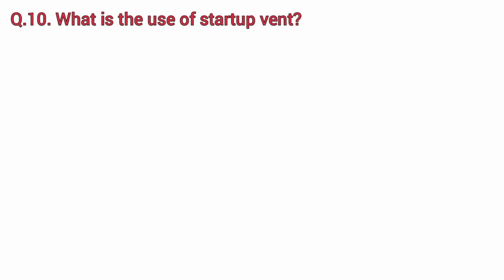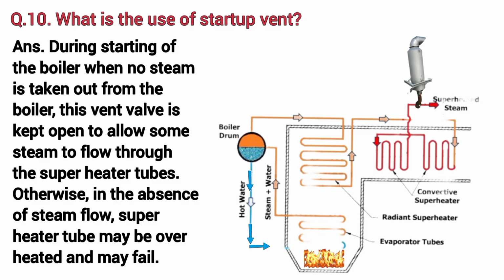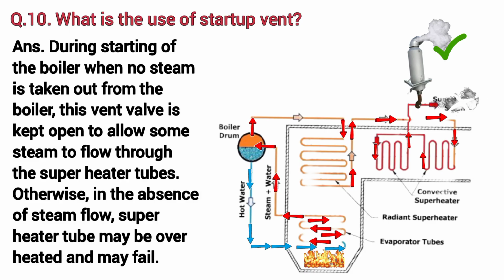What is the use of a startup vent? During starting of the boiler, when no steam is taken out from the boiler, this vent valve is kept open to allow some steam to flow through the superheater tubes. Otherwise, in the absence of steam flow, the superheater tubes may overheat and fail.